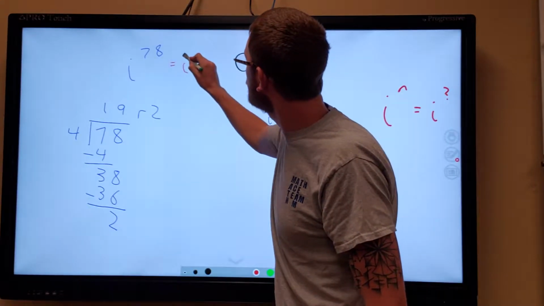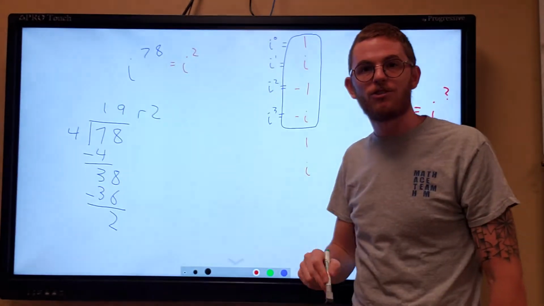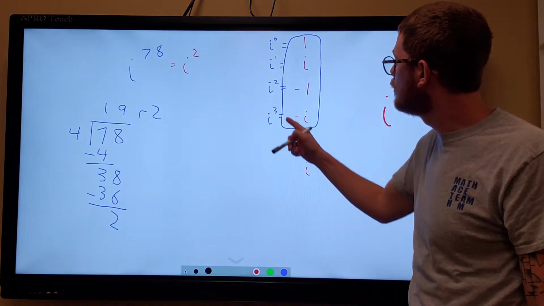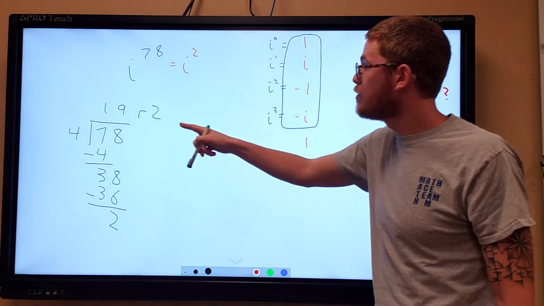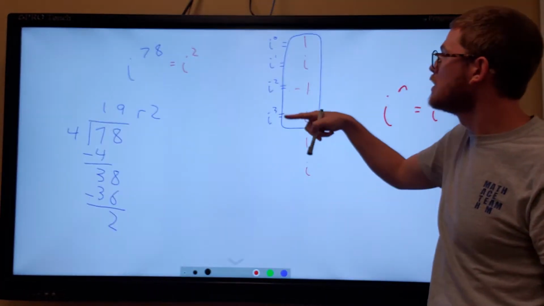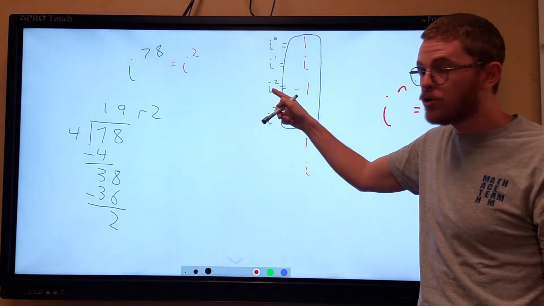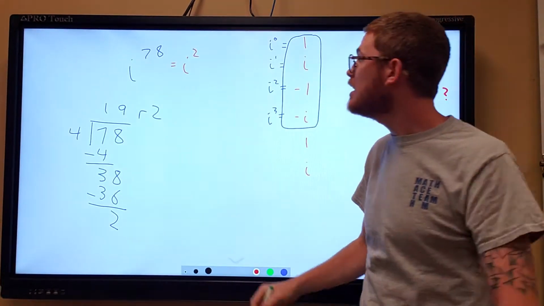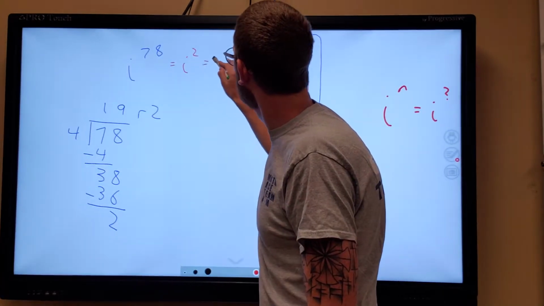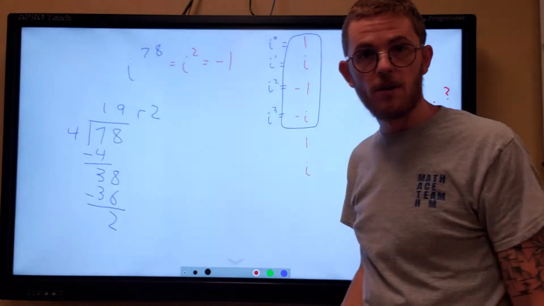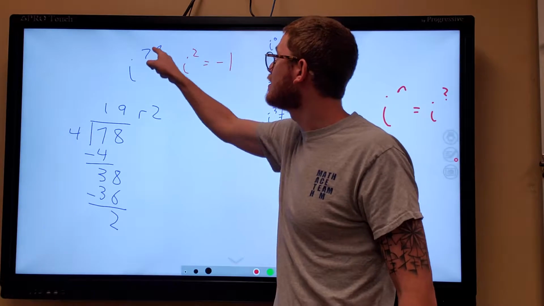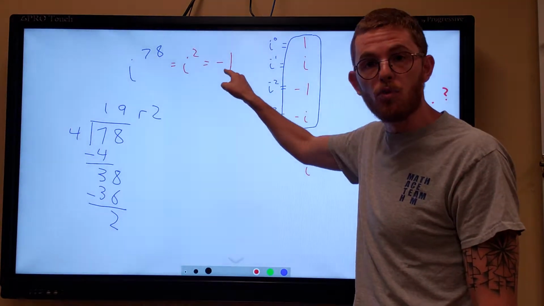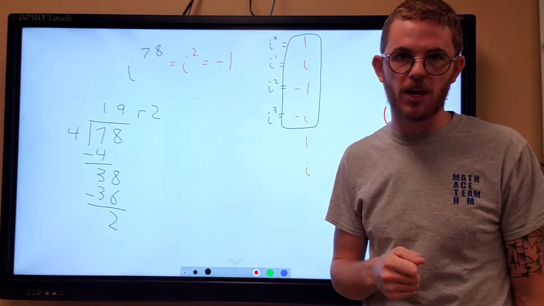78th power is the same thing as I squared. Because we went through the cycle 19 times and we landed with the remainder of 2. And so this is the same thing as I squared, which means this simplifies to -1. If I'm being asked what is I to the 78th power, it is -1. That is the simplification.